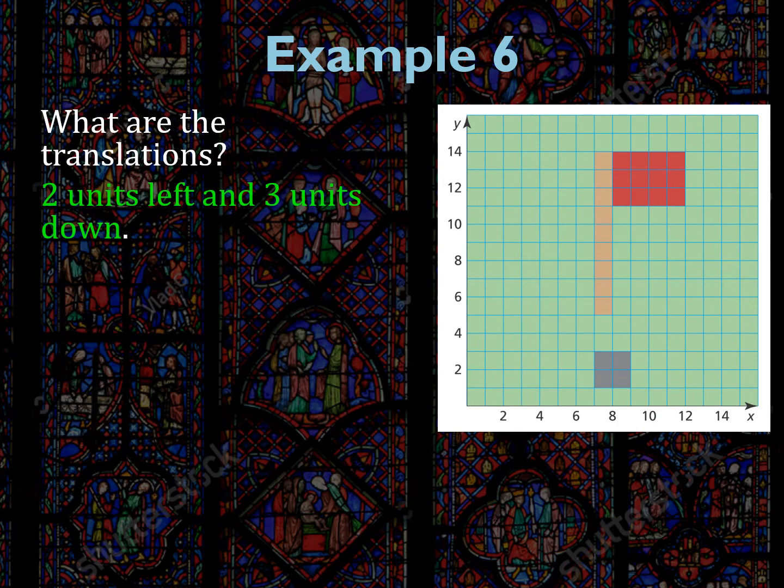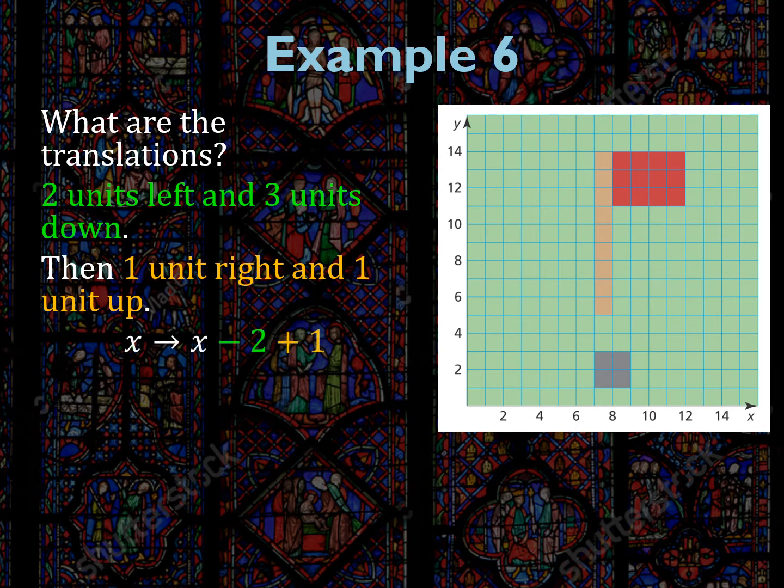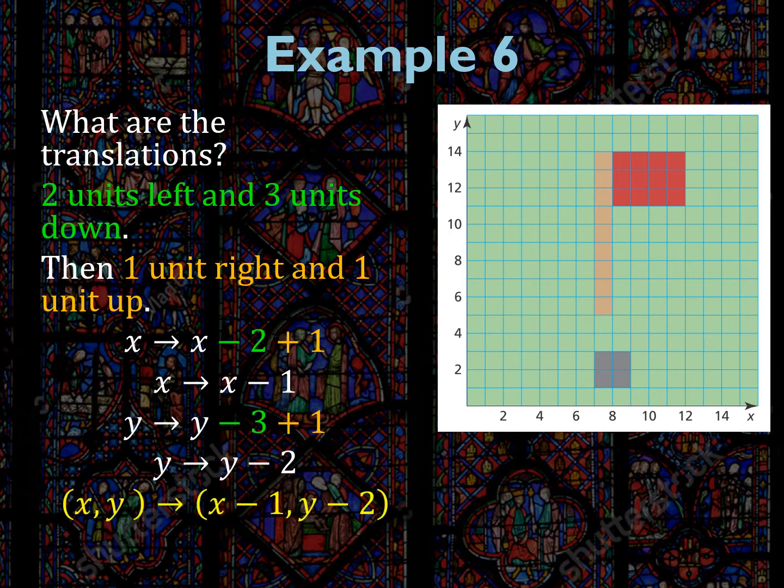The first says to move the red rectangle 2 to the left and 3 down. Then it says to move it 1 unit to the right and 1 unit up. So you're going to combine the horizontal movements and combine the vertical movements into one rule. 2 units left and 1 unit right means x goes from x minus 2 and then plus 1, which means a net change of x minus 1. For y, you first move it 3 units down, which is minus 3, and then 1 unit up. So y becomes y minus 3 plus 1, or y minus 2. So the rule is (x, y) becomes (x minus 1, y minus 2).